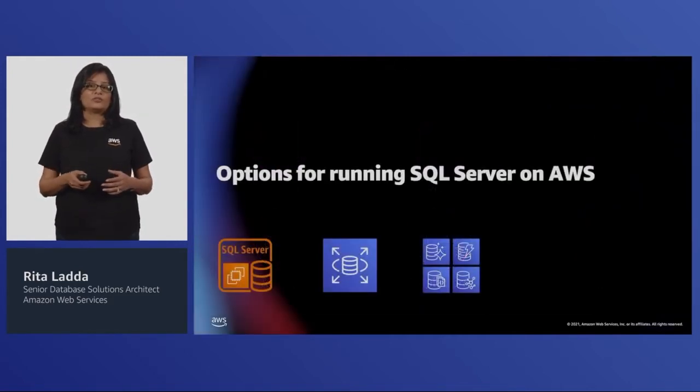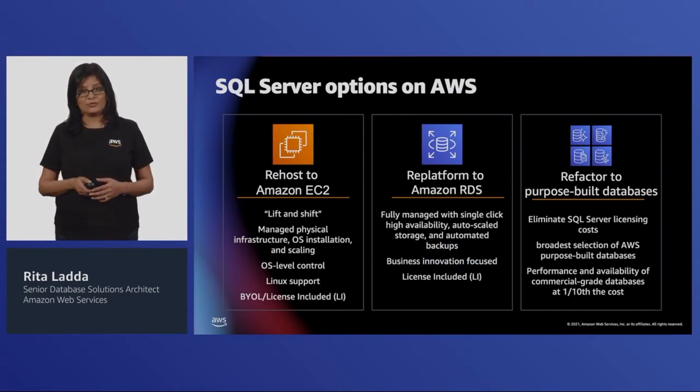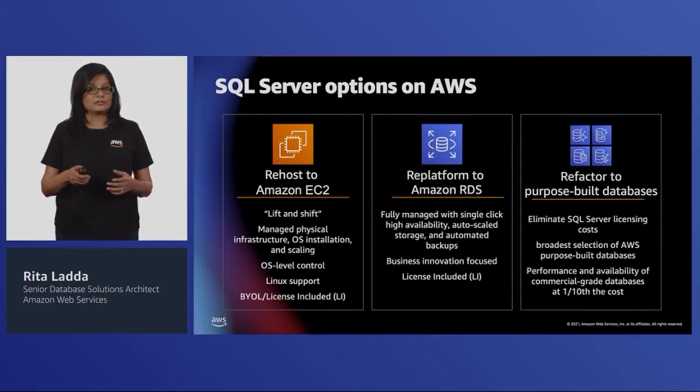So what are the options of running SQL Server on AWS Cloud? You can rehost SQL Server to EC2, replatform to Relational Database Service or RDS, or refactor to purpose-built databases. With rehost or lift and shift approach, you can select operating system version and type like Windows or Linux. You have full access to operating system and SQL Server. You can bring your own licenses or choose license included option.